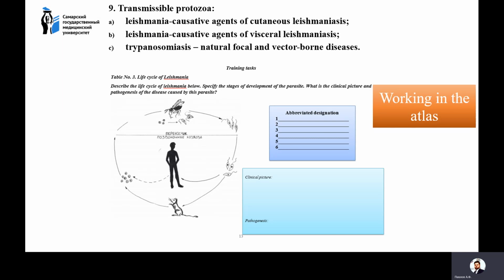Complete the task in the atlas. Table number 3. Life cycle of Leishmania. Describe the life cycle of Leishmania below. Specify the stages of development of the parasite. What is the clinical picture and pathogenesis of the disease caused by this parasite.